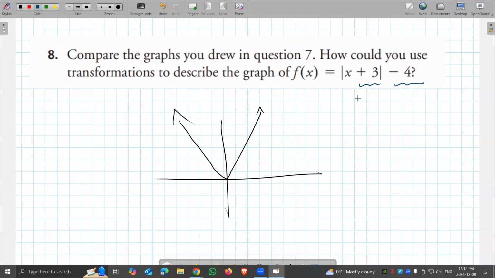The +3 is inside the bracket. That's going to be our D value. -4 is outside the bracket. It's going to be our C value. Is the D positive or negative?